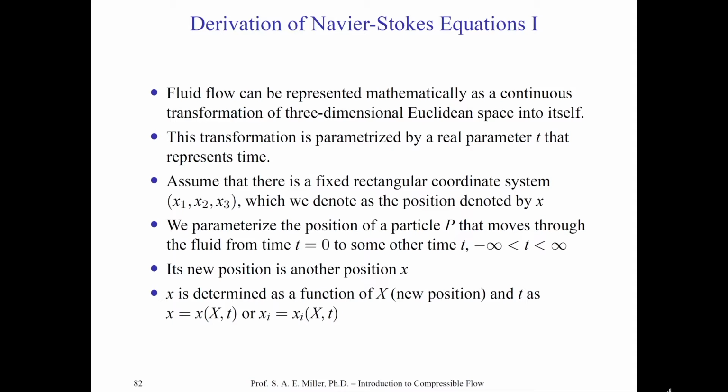First, we'll assume that the fluid flow can be represented mathematically as a continuous transformation of 3-dimensional Euclidean space into itself. We look at the Navier-Stokes equations not as a statistical system of particles, for instance, but as a deformation of space. The space deforms, and of course it's driven by the conservation equations. And so we're not going to worry about gas kinetic theory. These equations can actually be derived purely through topology.